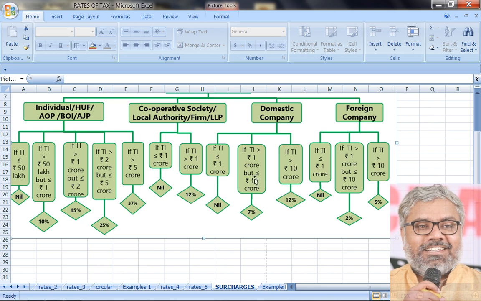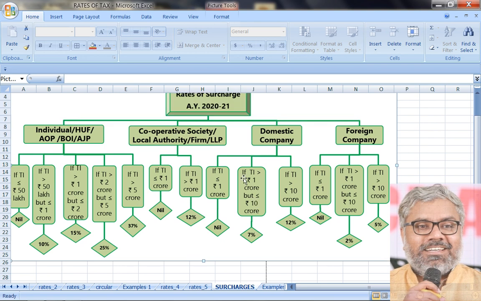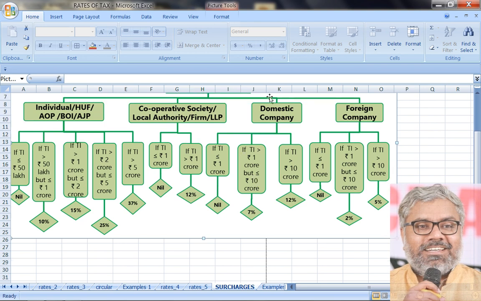So you can understand this way, the intent of the statute is to encourage small businesses to come into the company form of legal ownership rather than partnership, LLP and all. Because partnership, LLP, they have a higher rate of tax also and a higher rate of surcharge also. Of course, they have their own benefits. We are not entering into the discussion of which is a better form of legal structure for income tax purposes.